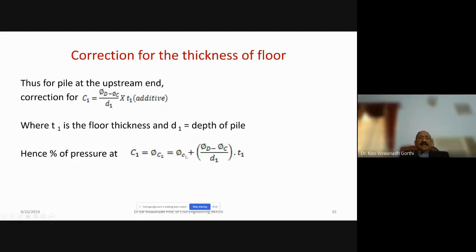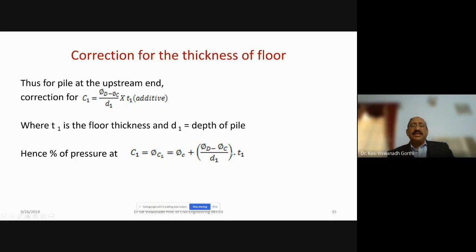So for the piles at the upstream end, the correction for C1 will be (phi D minus phi C) divided by the depth of the cutoff D1, multiplied by the thickness T1, where T1 is the floor thickness and D1 is the depth of the pile. Hence the percentage of pressure at C1 will be phi C1, which equals phi C plus (phi D minus phi C) by D1 into T1.